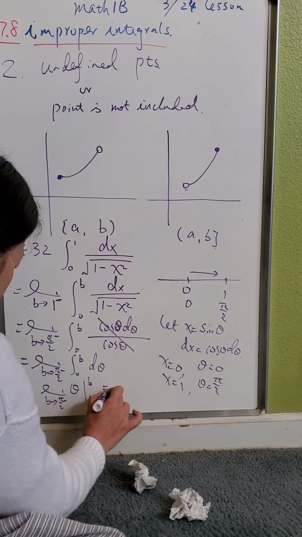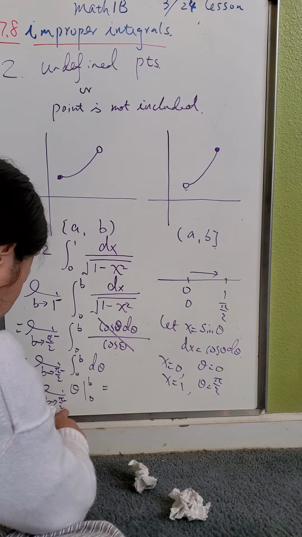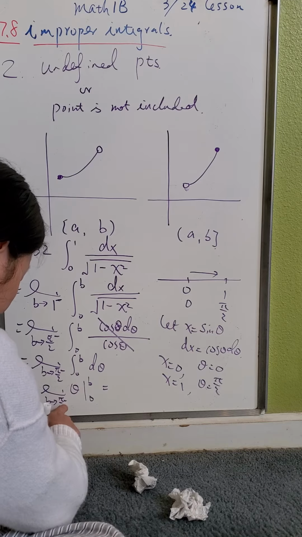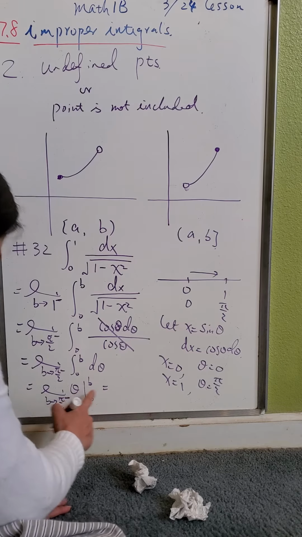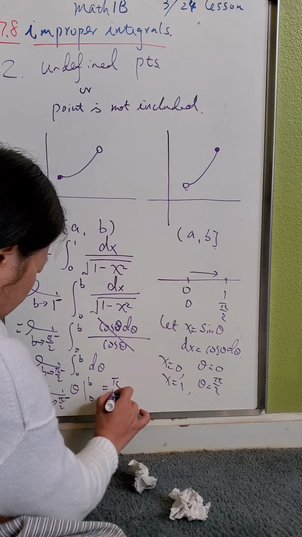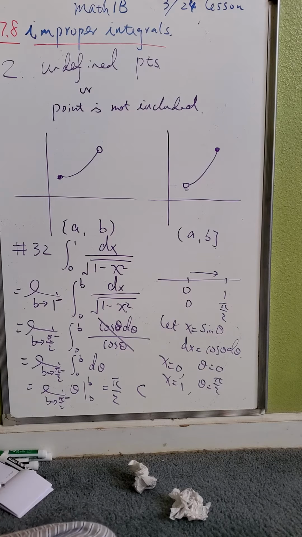From 0 to B, let's put the theta in. B becomes pi over 2 from the negative side. So put it inside, it's just equal to pi over 2, and it converges. So that's how you do these problems.